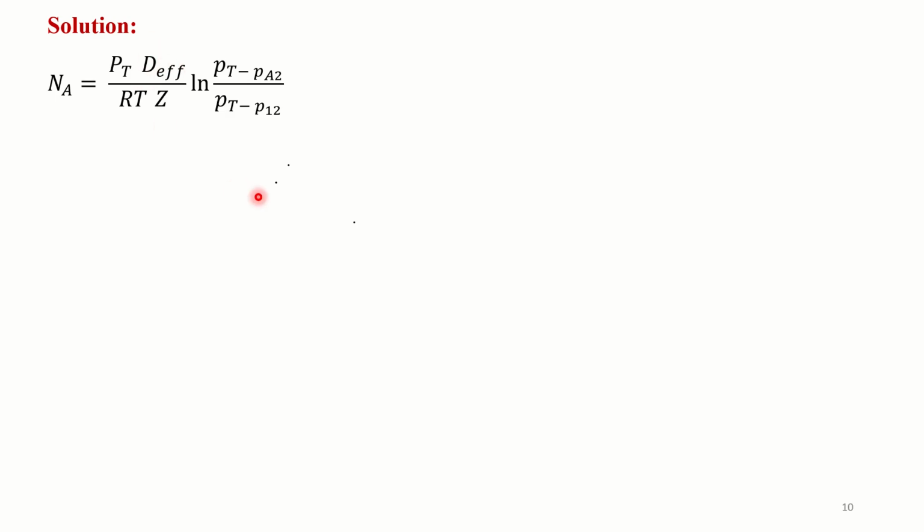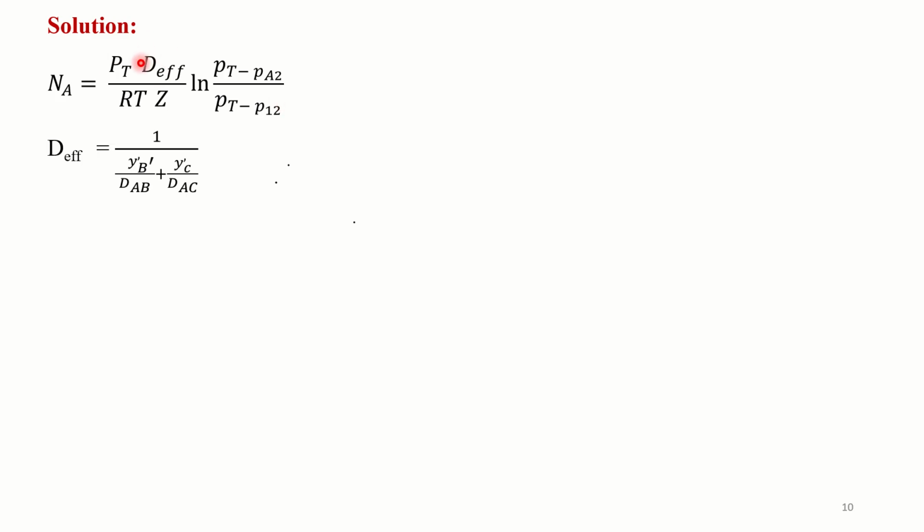Effective diffusivity. For a multi-component mixture, instead of diffusivity of A and B alone, here we have the diffusivity of A and B, and the diffusivity of A and C. For the multi-component system, we are supposed to find out the effective diffusivity and substitute it in the formula. I'll tell you how to find out effective diffusivity. Then Z is the diffusion path distance. Pa1 and Pa2 are the partial pressures of ammonia at film 1 and 2. That is given data.